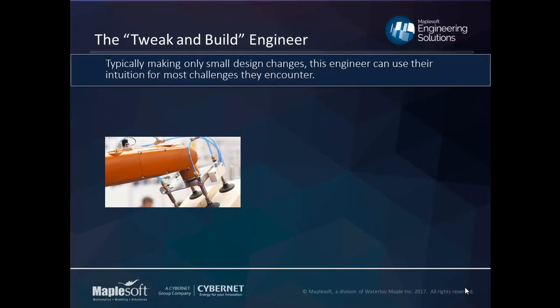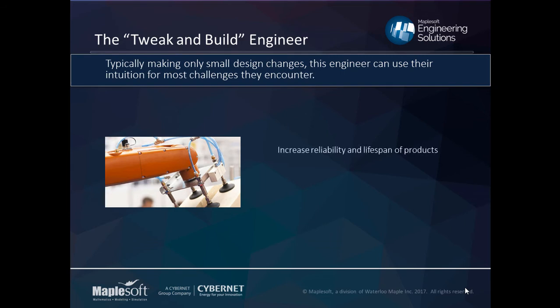So I'll go through a couple of very rough personas of an engineer, and maybe you might find bits of yourself in each of these. And we'll talk about how virtual commissioning could help out with these folks. So the tweak and build engineer, this would be an engineer that is typically making small design changes, and those changes come from their experience and their intuition. So they're not doing a lot of computer-aided engineering on a physics-based level here. They essentially know what they're building next.